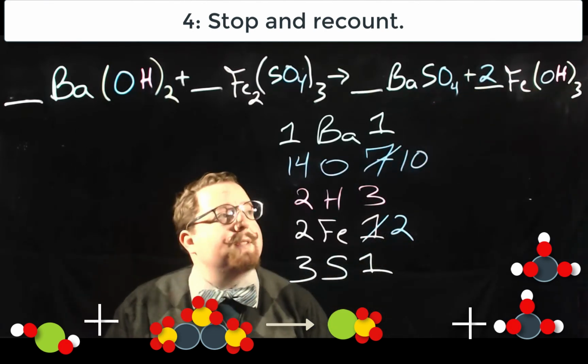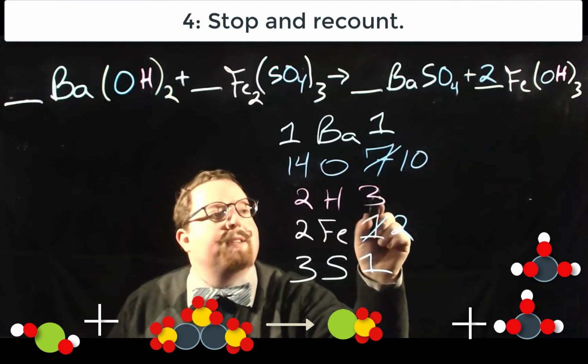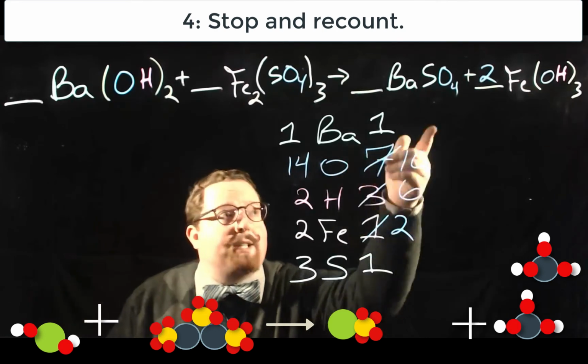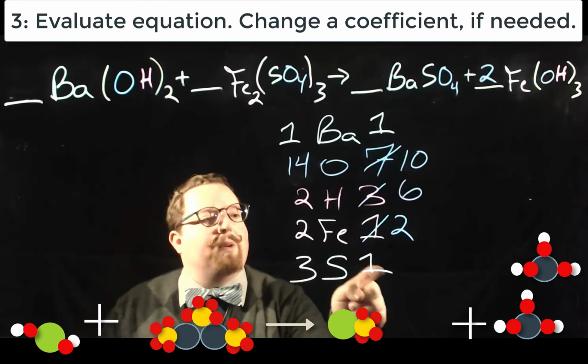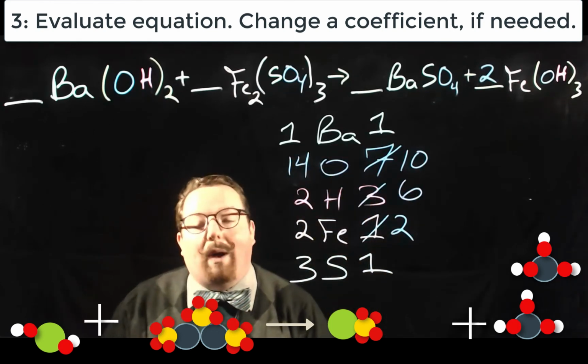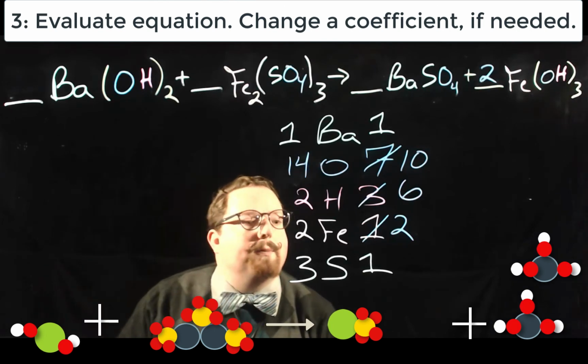And that also changed our hydrogens. We've got 2 times that 1 hydrogen is 2 times the 3 outside the parentheses is now 6. And that's the damage we did with that 2. So now we have 3 and 1, 2 and 2, 2 and 6, 14, 10, 1 and 1. We're still not quite balanced. Let's fix our sulfurs next. That looks pretty easy too.